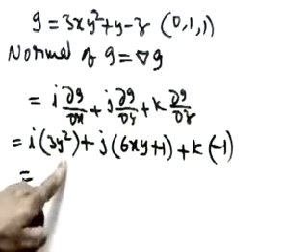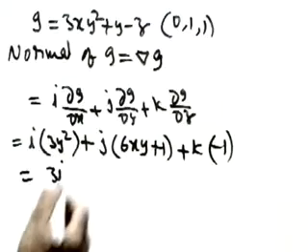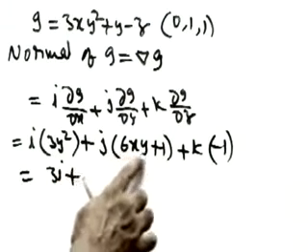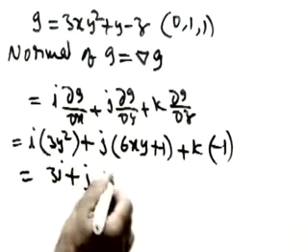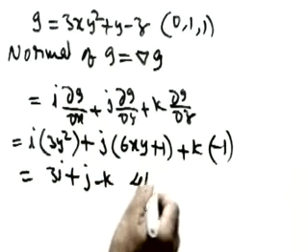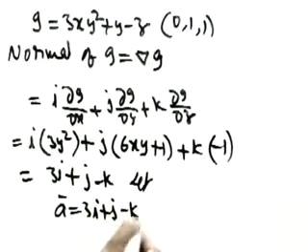Now let me substitute the values. Y is 1 here, 1 square is 1, 1 times 3 is 3. So this will be 3i plus, now this x is 0, so 6xy is 0, 0 plus 1 is 1, 1 into j is j, minus k. So let me denote this by a. Let a equal 3i plus j minus k.